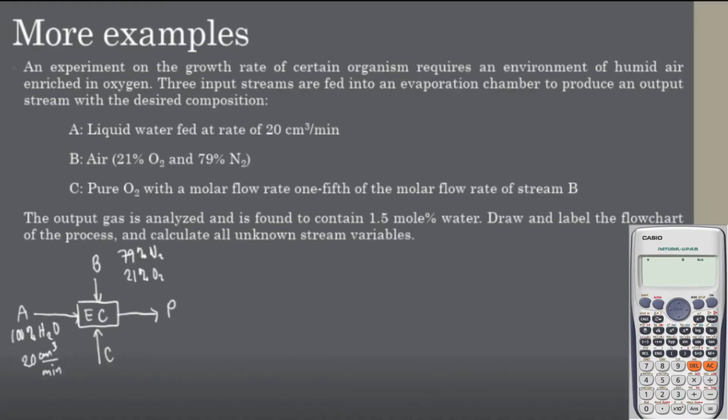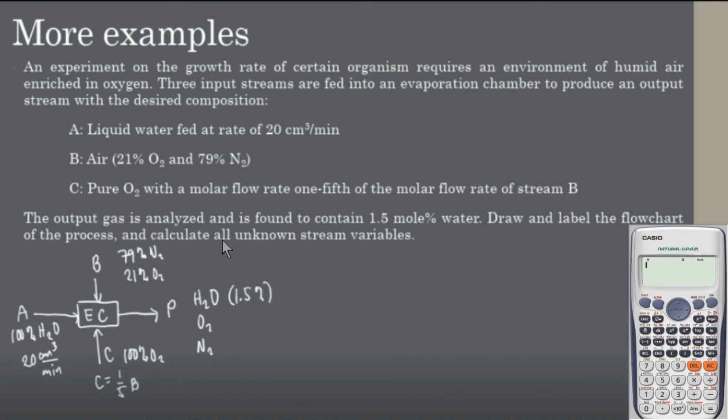Stream C is pure oxygen, and it was stated that the molar flow rate of stream C is 1/5 the molar flow rate of stream B. We write that relationship as C is equal to 1/5 of B. And before we proceed, let us analyze the composition of stream P or the product stream. We know that stream P is simply a combination of the 3 input streams. And our 3 input streams state that we have 3 components. Those are water, oxygen, and nitrogen. From the problem, it was stated that the output gas is analyzed to contain 1.5 mole% water. So we know that this is 1.5%.